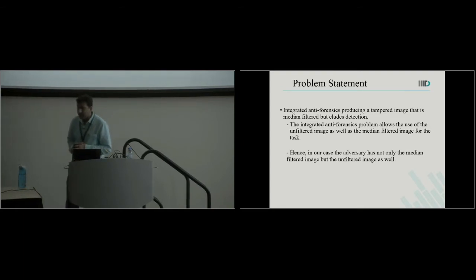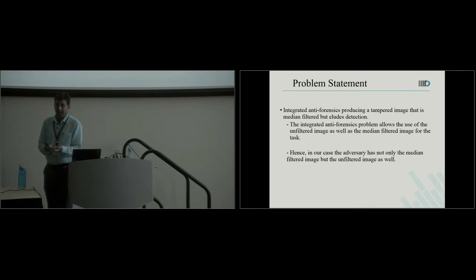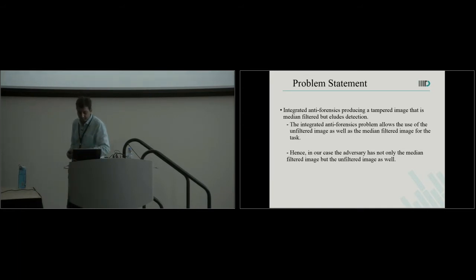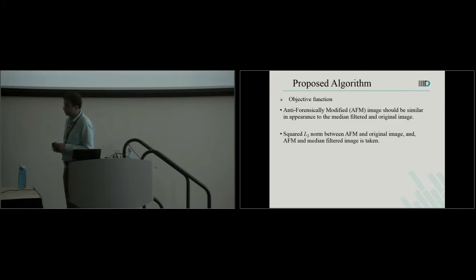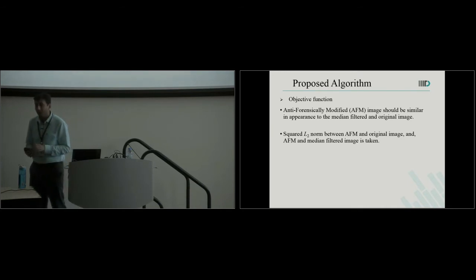Okay, so the problem that we are targeting is basically an anti-forensic median filtering operation which can elude detection. We hypothesize that the adversary has the unfiltered image and can perform the median filtering. He can use all this information, and we create the objective function based on this hypothesis. Moving on to the algorithm part, we have 2 parts of the algorithm. One takes care of the visual similarity of the counter-forensic image, and the other takes care of the natural statistics of this counter-forensic image.